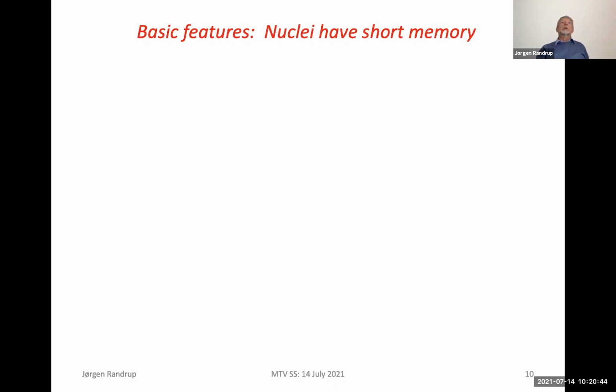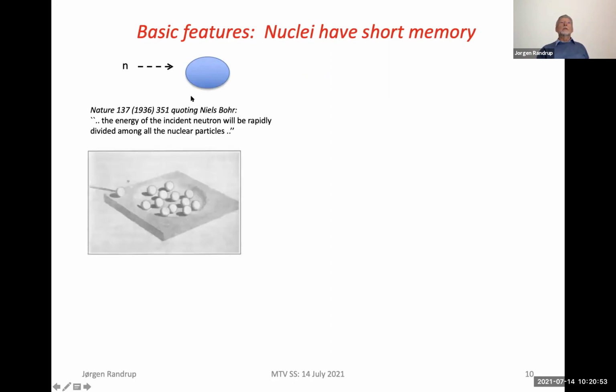What does it mean? Well, it came up already back in the 30s when people could shoot neutrons on nuclei, and Niels Bohr illustrated it in this nice way. Here is the one neutron coming in, and here are the other nucleons inside the potential. This was before people realized that the nucleons don't actually see each other. But never mind, the idea is the same. The nucleon comes in, and very quickly it shares its energy with the other nucleons.